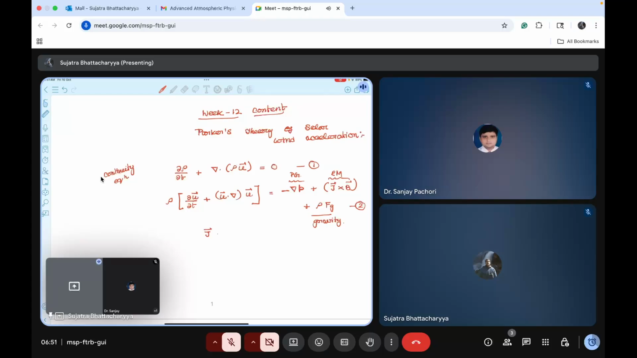Here, J is the current density. This is the microscopic Ohm's law kind of a thing, and this is E plus U cross B kind of a thing. Some way the Lorentz force and the charge density and all those things are combined. This is the current density.